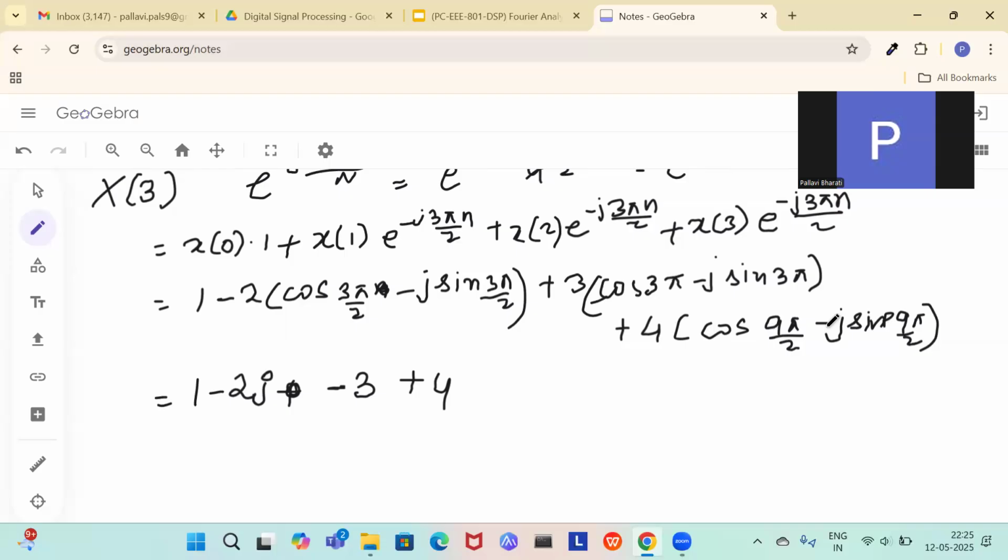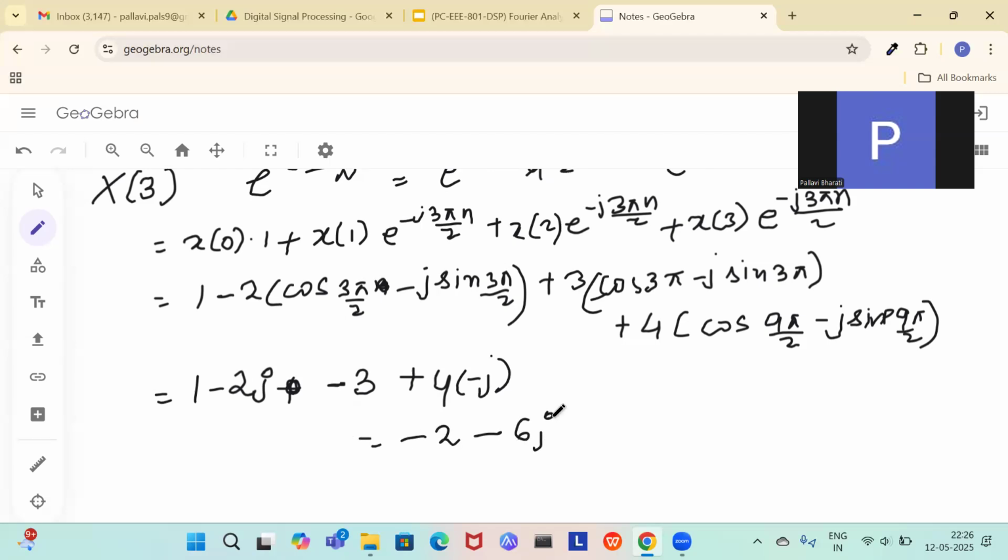3 pi by 2 is minus 1. 5 pi by 2 is 1. 7 pi by 2 is minus 1. After that, 9 pi by 2 is positive 1. So the value is 4 minus j. So finally, it is minus 2 minus 6j.